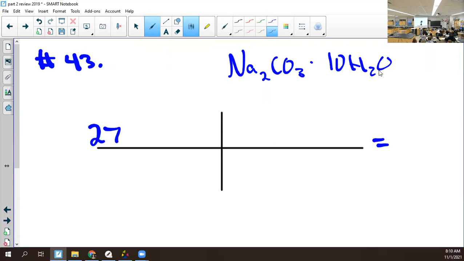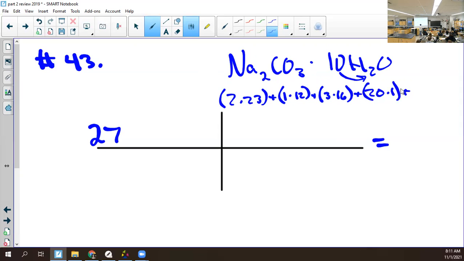This substance right here, if I leave it in an unsealed container, it absorbs water from the environment and turns solid. So what this formula is, it's called a hydrate. It's a substance that has water with it. So what you would do is you would find 2 Nas, so 2 times 23 plus how many C's? 1 times 12 plus 3 times 16 plus how many hydrogens here? 20 times 1 plus how many oxygens here? 10 times 16.